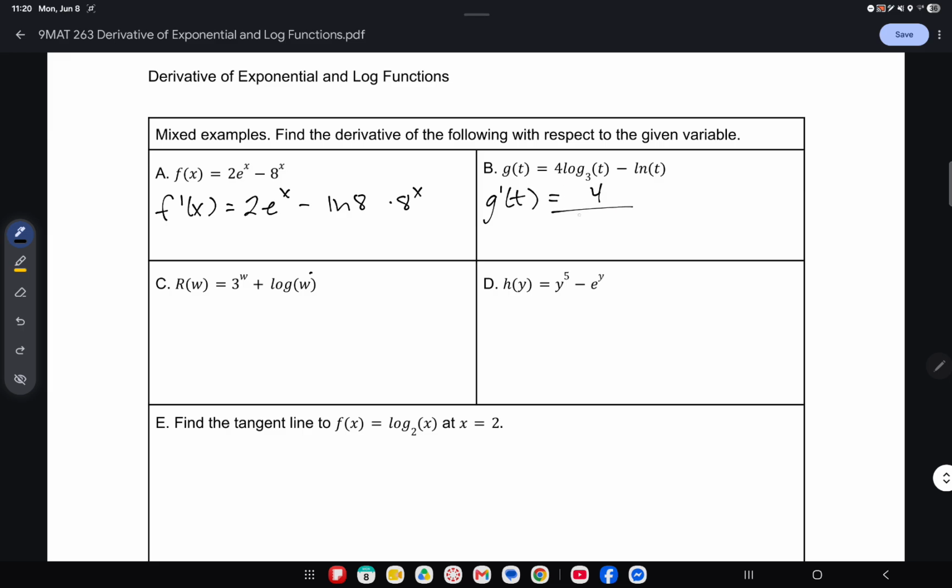So we have 4 over x natural log of 3. And I said x, and that really should be a t because that's the variable I'm in. So 4 over t natural log 3, and then minus 1 over t. Now we've got w. So natural log of 3 times 3 to the w plus 1 over w natural log of 10.